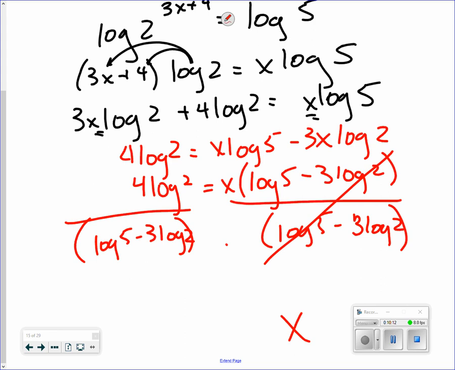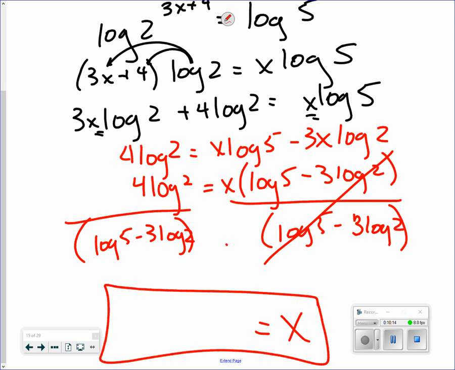So now, x equals, time to pull out the calculator again. I'm going to take 4 log 2. I'm going to hit enter. I'm going to divide that by, in parentheses, log of 5 minus 3 log 2. When I type all that in, I get negative 5.8991.